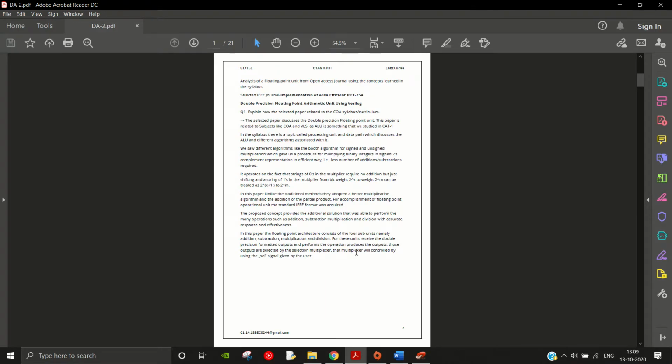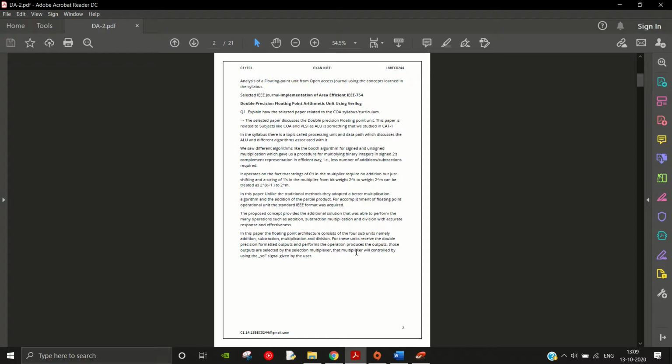So the first question was to explain how the selected paper relates to the COS syllabus or curriculum. The selected paper discusses the double precision floating point unit. This paper is related to subjects like COA and VLSI as ALU is something that we studied in CAT 1. So we saw different algorithms like Booth algorithm for signed and unsigned multiplication, which gave us a procedure for multiplying binary digits in signed 2's complement representation in an efficient way, so less number of additions and subtractions required.